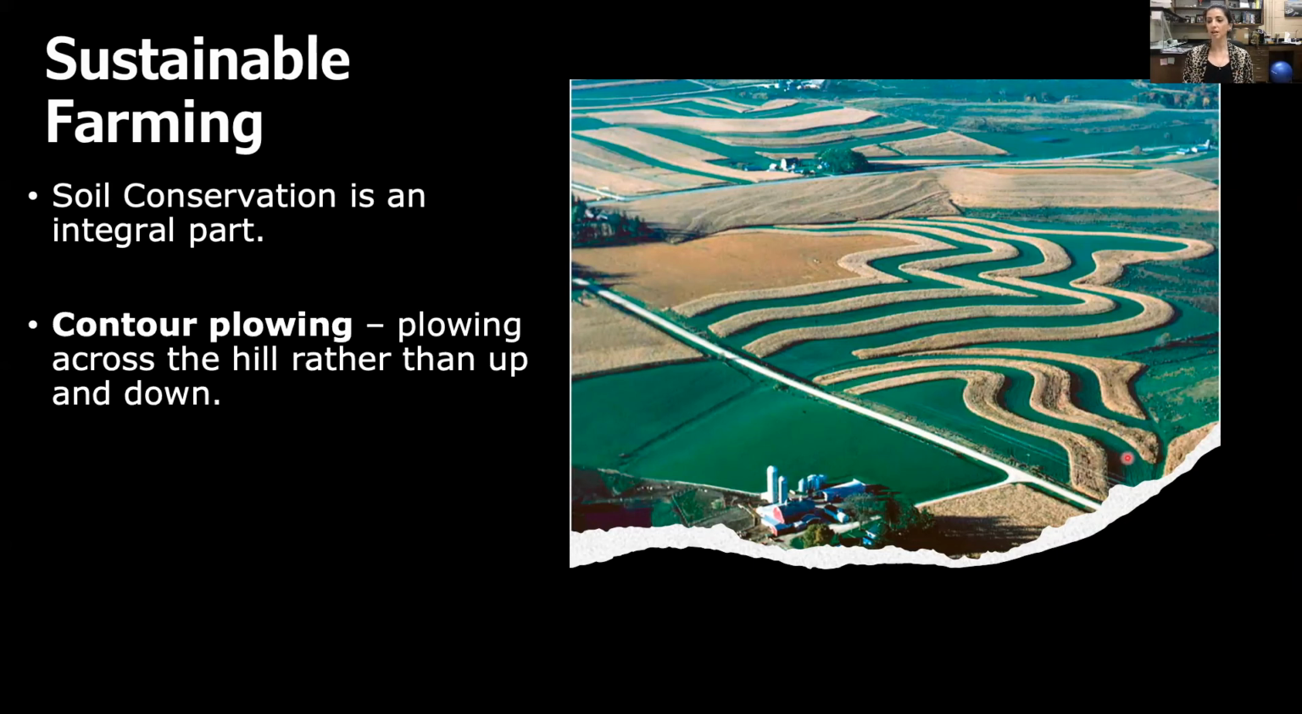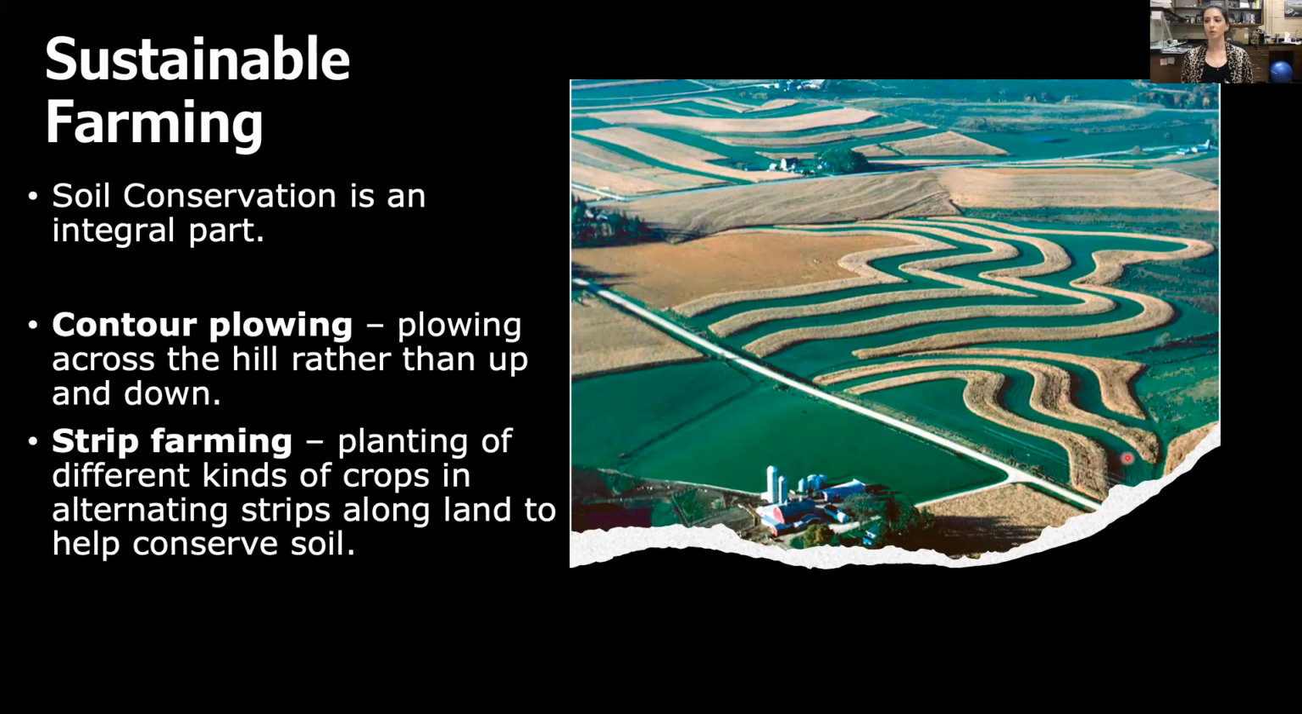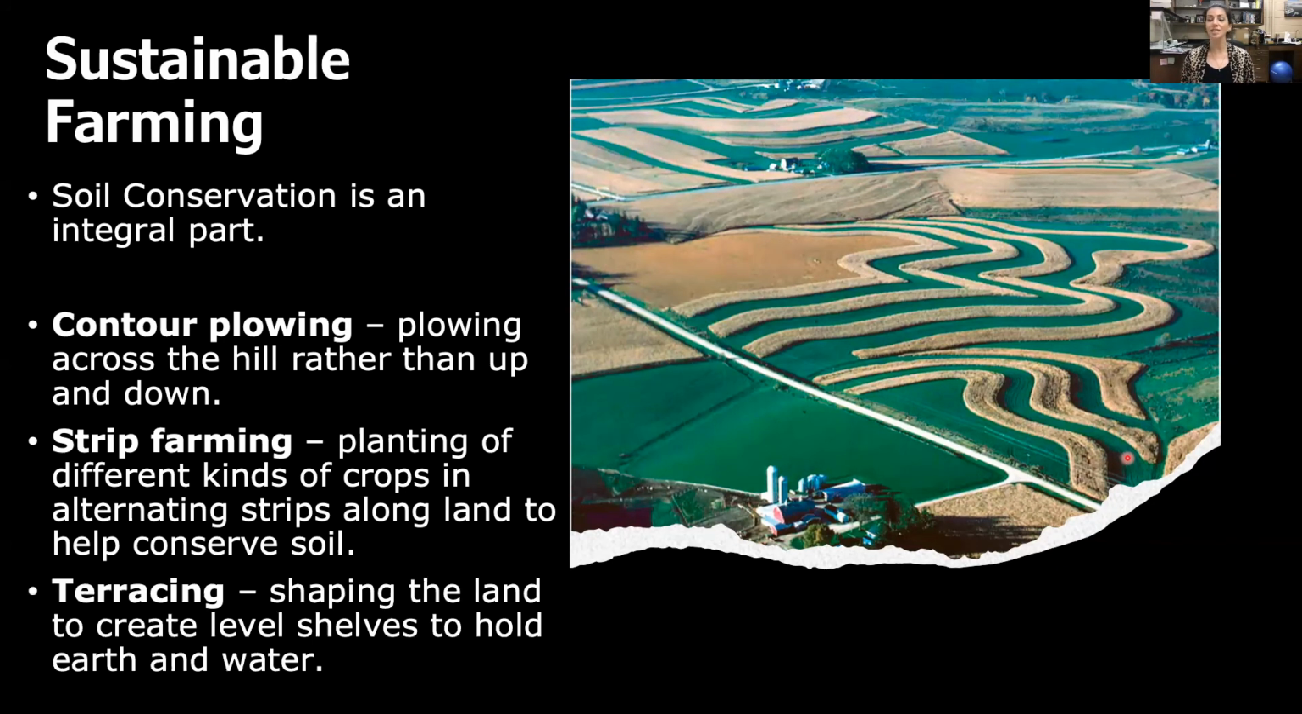Another thing is called strip farming, and this is the planting of different kinds of crops in alternating strips along the land to help conserve the soil. And a final way is called terracing. That is shaping the land to create level shelves to hold earth and water. So all of these are sustainable farming practices that are becoming increasingly popular as we make steps towards sustainable farming.